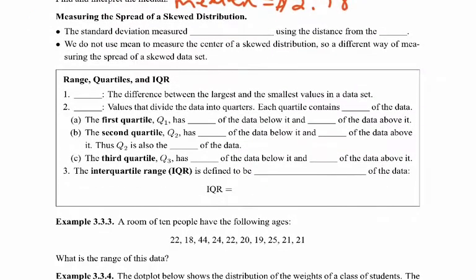How do we measure the spread for a skewed distribution? Remember the standard deviation, from when we talked about symmetric distributions. The standard deviation gave us a typical value for the horizontal spread using the distance away from the mean. That's what we worked with when we talked about symmetric distributions. However, for a skewed distribution, since we don't use the mean, we're not going to use the standard deviation. So let's talk about what we're going to use instead.